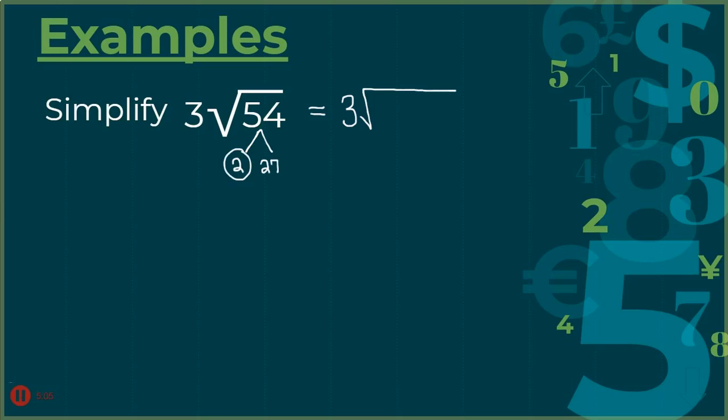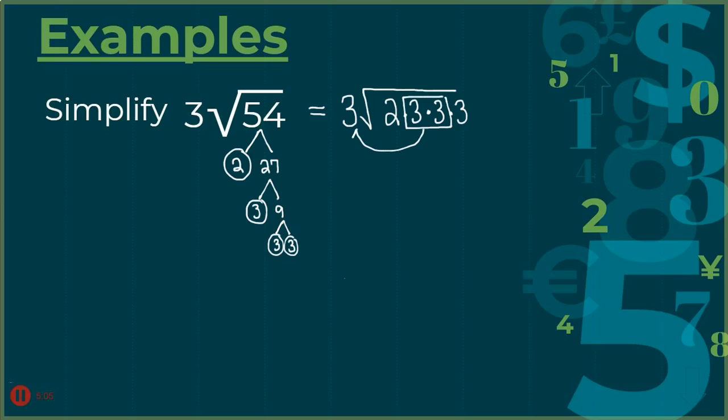And then 27, I could break down into 3 times 9. 3 is prime, and then I'm going to keep going with the 9. 9 is 3 times 3. So I'm going to rewrite 54 as 2 times 3 times 3 times 3. And I'm looking for a pair of numbers. I have a pair of 3s.